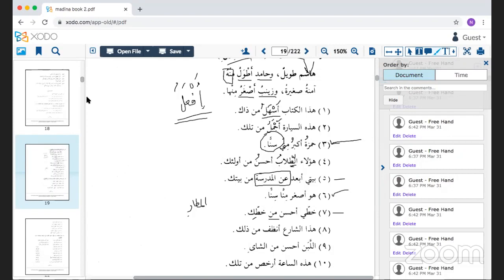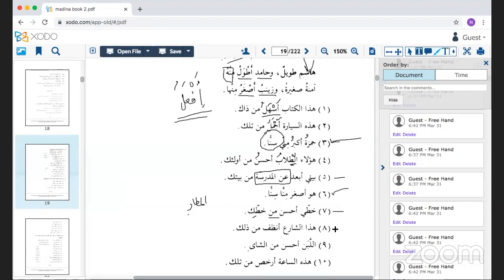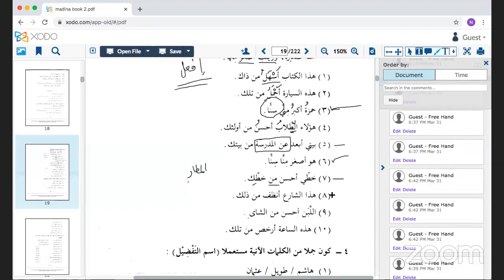طيب. One more person take the mic. Ahmed Deal. Oh, Saqib, sorry. And then Ahmed. Then we'll close. Father Saqib. هذا الشارع أنظف من ذلك. بارك الله فيك. هذا الشارع أنظف من ذلك.